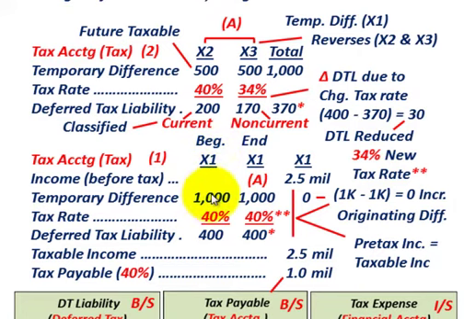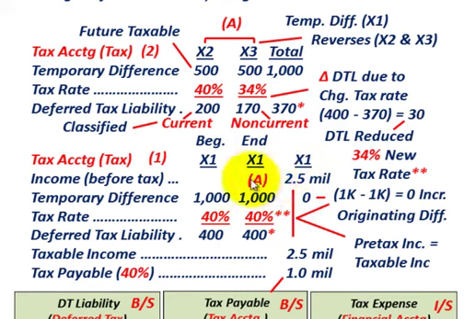Everything is in thousands of dollars. So we start out with this temporary difference. Let's say it's $1 million at the beginning of year X1, and at the end of the year it hasn't changed any. It's still sitting at $1 million, and that's the only temporary difference we have. So what we want to do is determine what our tax payable is first, resulting from this temporary difference.